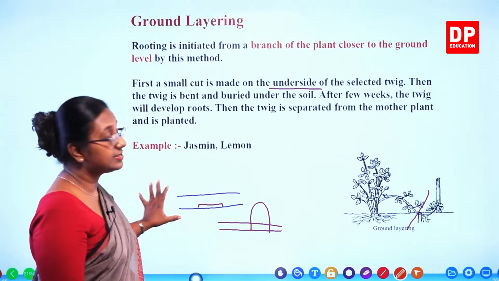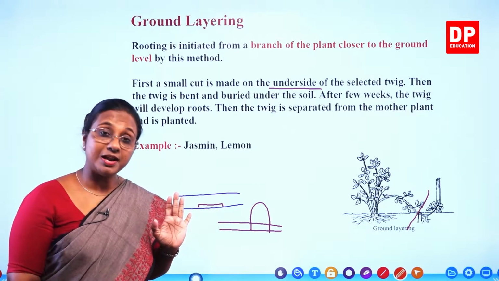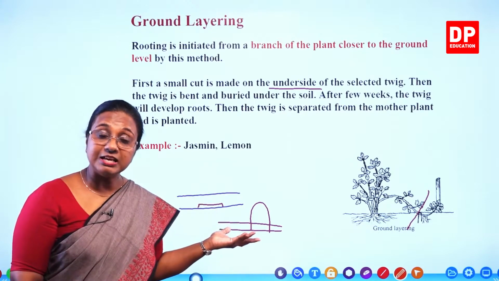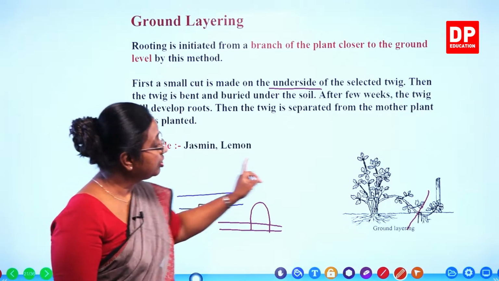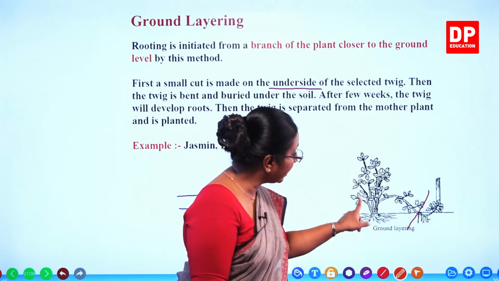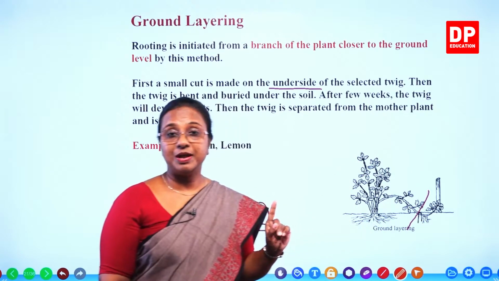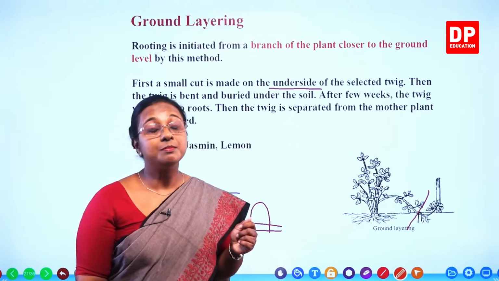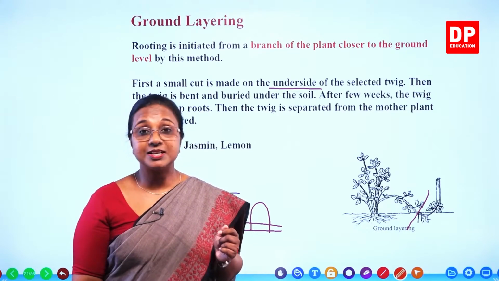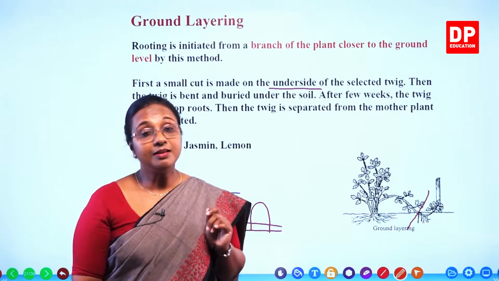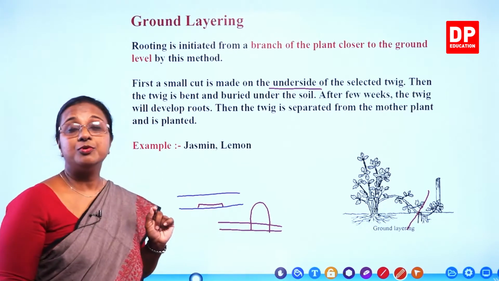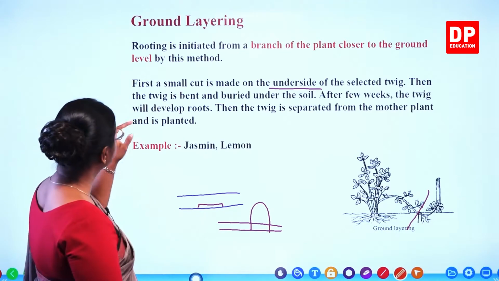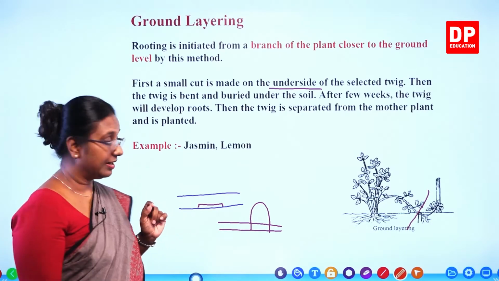So as you can see, these are all vegetative reproduction methods or vegetative propagation methods. Here you will get a new plant identical to the mother plant, more or less similar to the mother plant. That is what we discussed under asexual reproduction. So with that, students, I will move on to the next slide where I will discuss the aerial layering method.